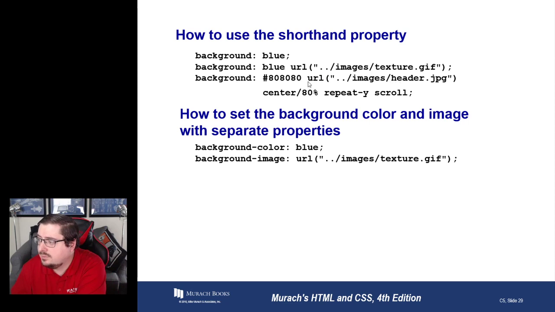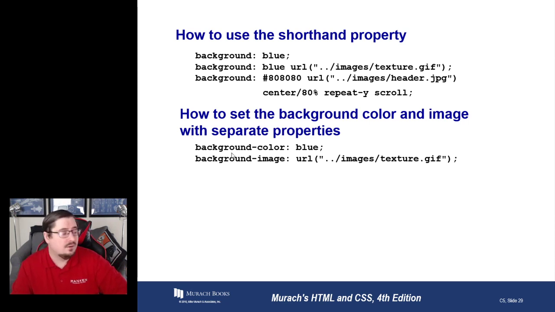Maybe if we look more deeply, look at the third example. So we're setting it to kind of a gray. We're using a color code. We're setting it to an image, so header.png. Then we're setting some additional settings. So here we're saying center it, and then make it 80% of its original size. That is size. So center it behind whatever we're applying it to, make it a little bit smaller, and then repeat it in the Y direction and have it scroll as you move. Okay, so that's some examples using the shorthand property.